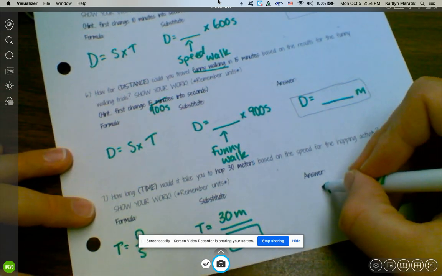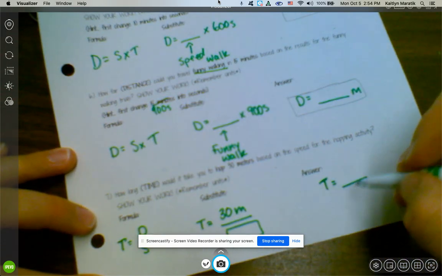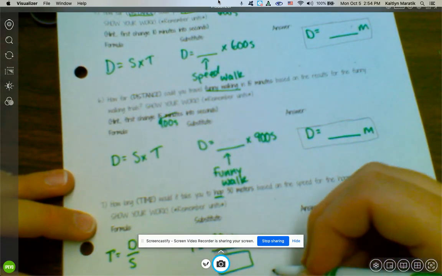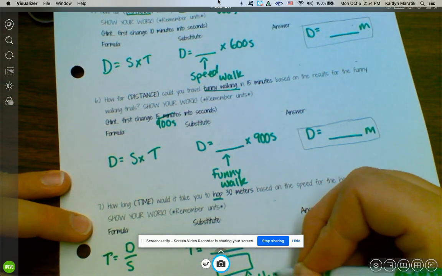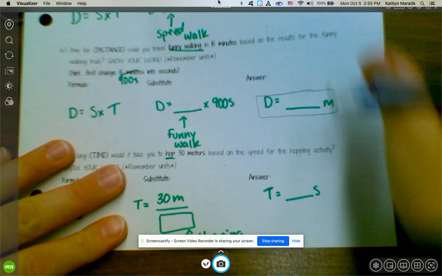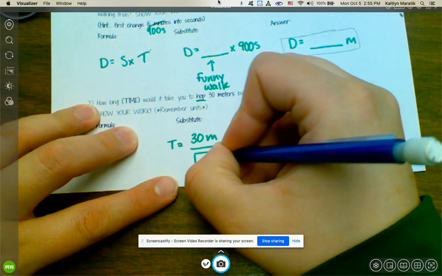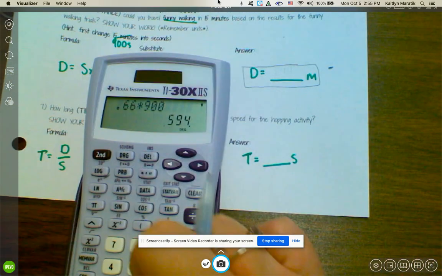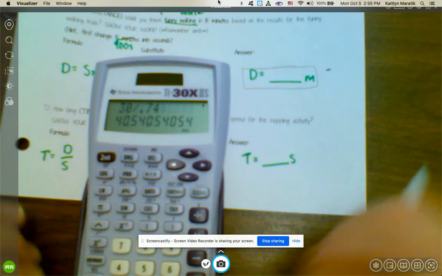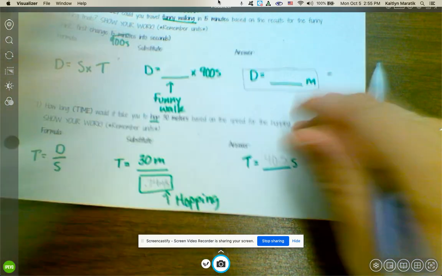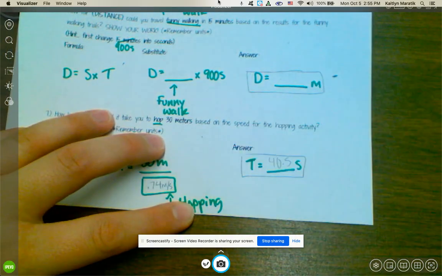So then we get our answer, time is equal to blank, and we're going to be putting time in seconds. So for this one, we're putting our hopping. For Miss Morodic's, mine's 0.74 meters per second for hopping. So 30 divided by that gives me, it would take me 40.5 seconds. And I'm going to box it in because that's my final answer.